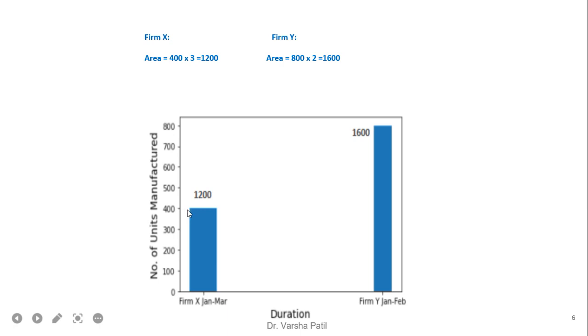So this is nothing but the length, that is number of units produced, and width is nothing but the duration. Here 800 units produced by firm Y and the duration is 2 months. So in this way we can represent the data in rectangular format.